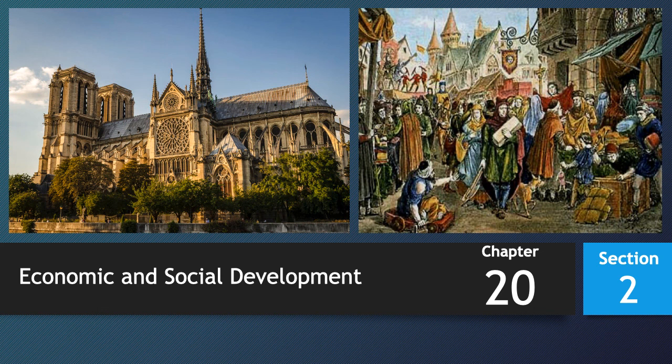So you see here a couple of images, and one is going to represent some of the economic developments and the other picture of the church, which unfortunately caught fire last year and has largely been heavily damaged. That's Notre Dame in Paris. But that represents some of the social developments we'll talk about.